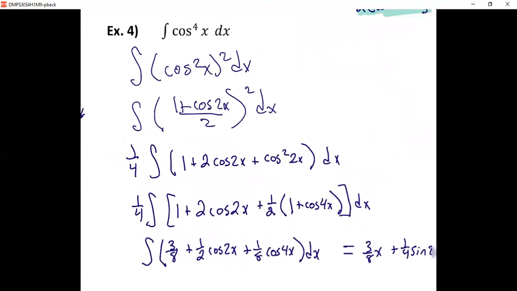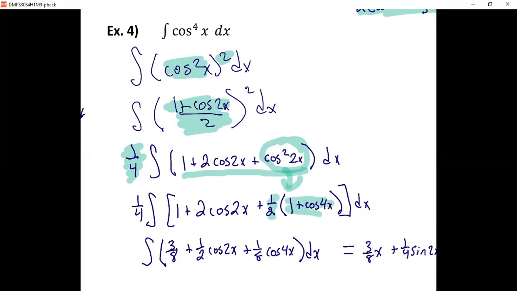Example 4, we have cosine to the 4th power. So what I did was I turned that into cosine squared, which then, power reducing, yay, I love the power reducing formula. Really, I just love trigonometry. So once I have that, I did bring out the 1/4 just so that I could focus on that 1 plus cosine 2x squared. Once I multiplied all of that out, then I realized, hey, I have another cosine squared that I need to use the power reducing formula on one more time. So that's what I did.